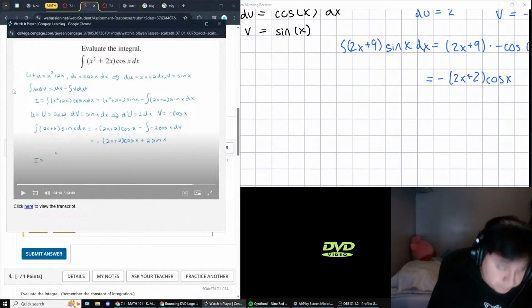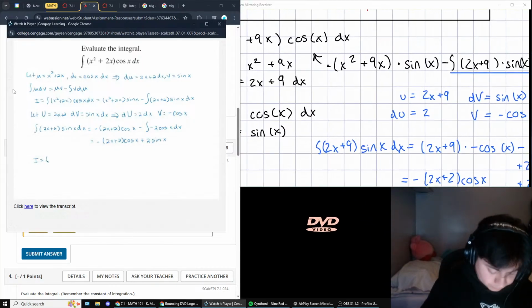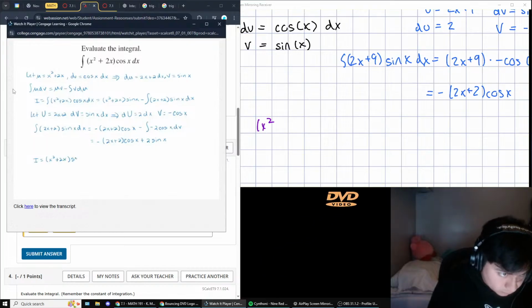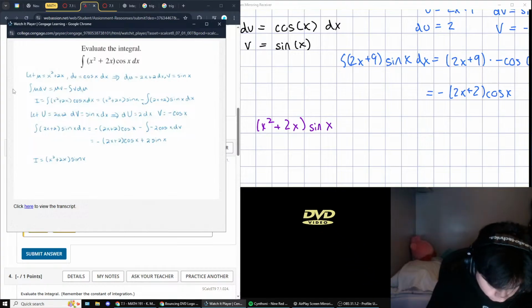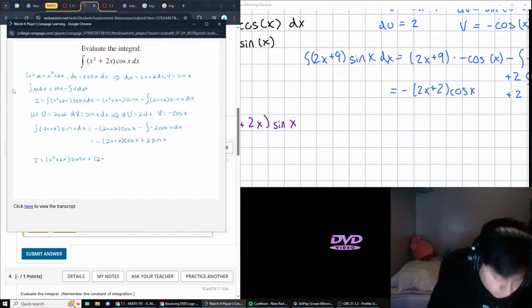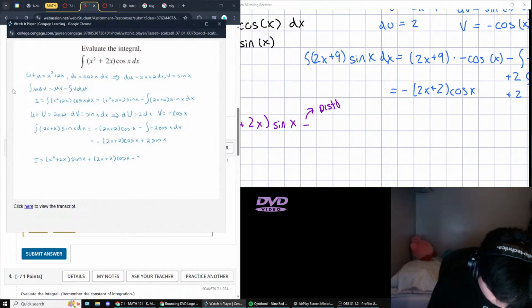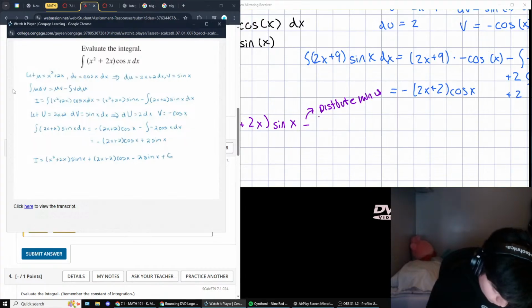Use a different color here. So we have what our original one was, x squared plus 2x times sine x. And here we have a minus. So remember, we're going to have to distribute this minus here. So this becomes plus 2x plus 2 times cosine x. And distributing the minus here, this now becomes minus 2 sine x plus c. So this is how we solve this integral.